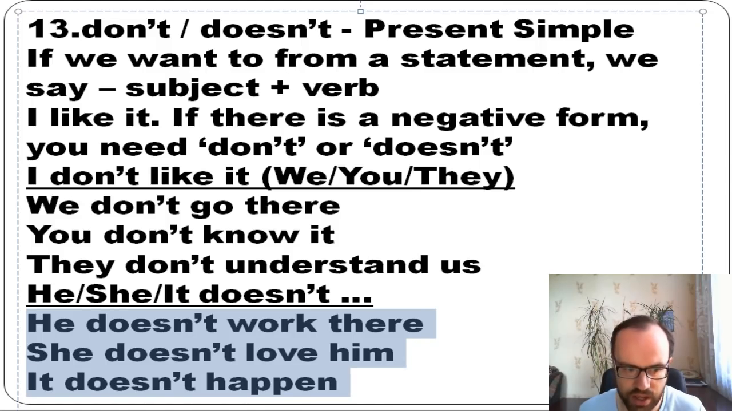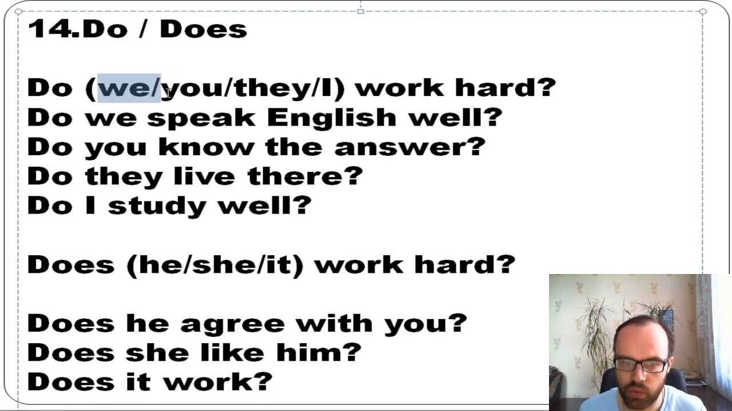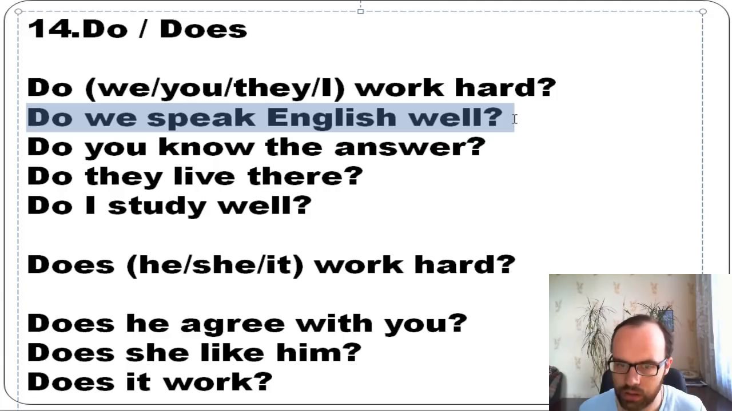She doesn't love him. It doesn't happen. Okay, do, does. We use it in questions. We use do with we, you, they, I. For example, do we work hard? Do you work hard? Do they work hard? Do I work hard? So we have other examples. Do we speak English well? Do you know the answer? Do they live there? Do I study well?